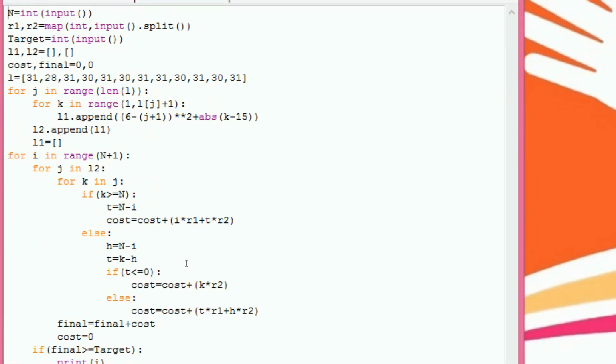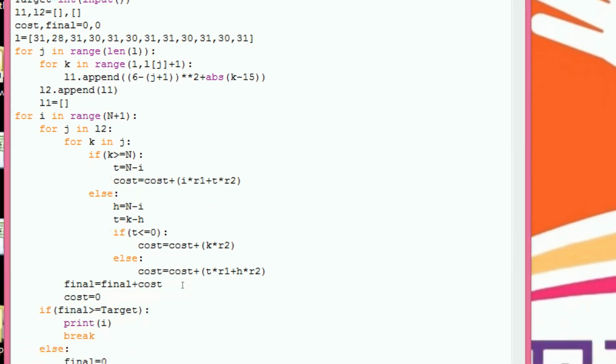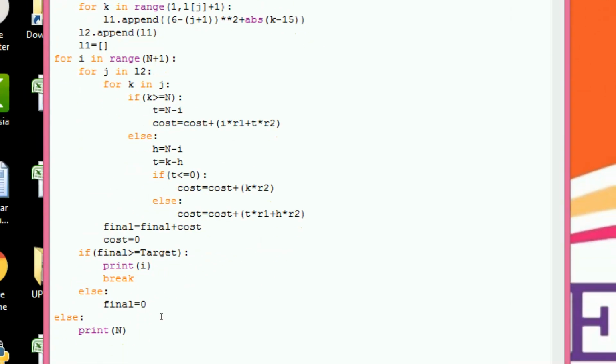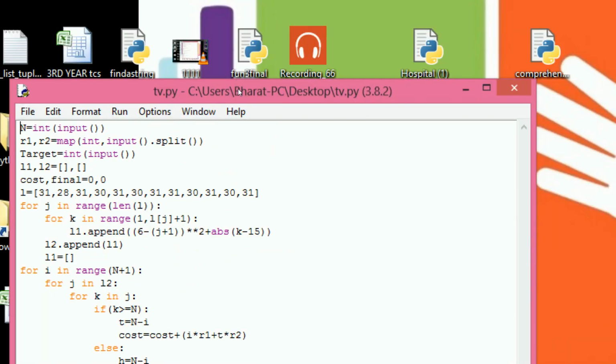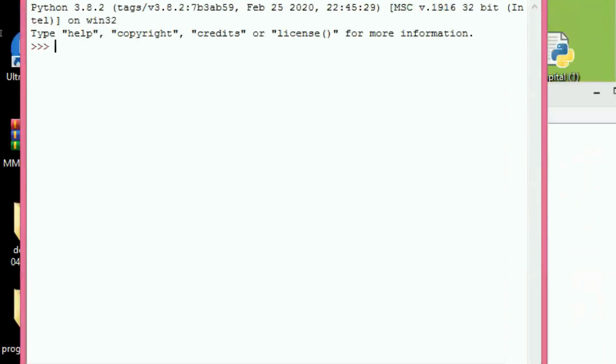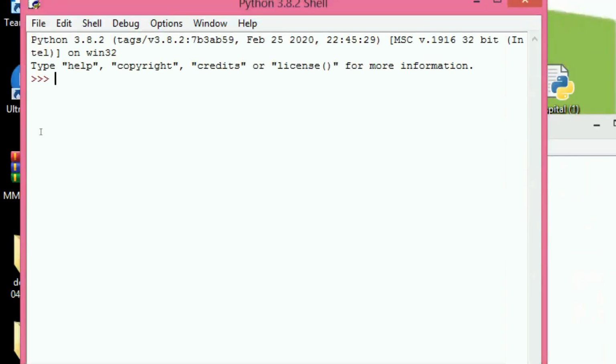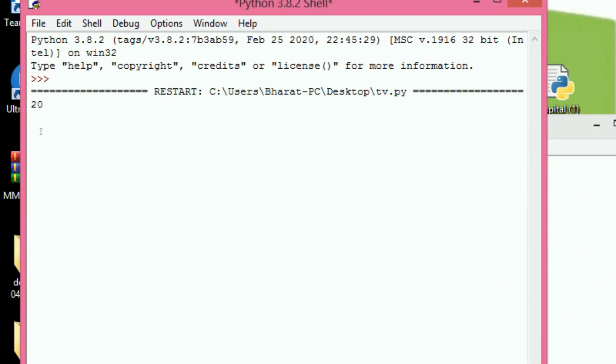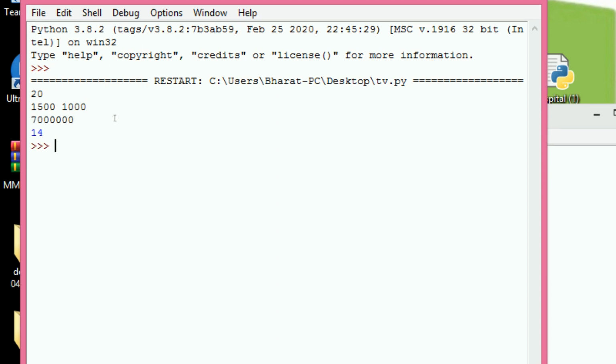Now we are going to execute this problem. So number of TVs required. We execute this. What is the input? N equals 20. The cost of TV room 1500. The cost of non-TV room 1000. The target is 70 lakhs. So 14 is the answer.